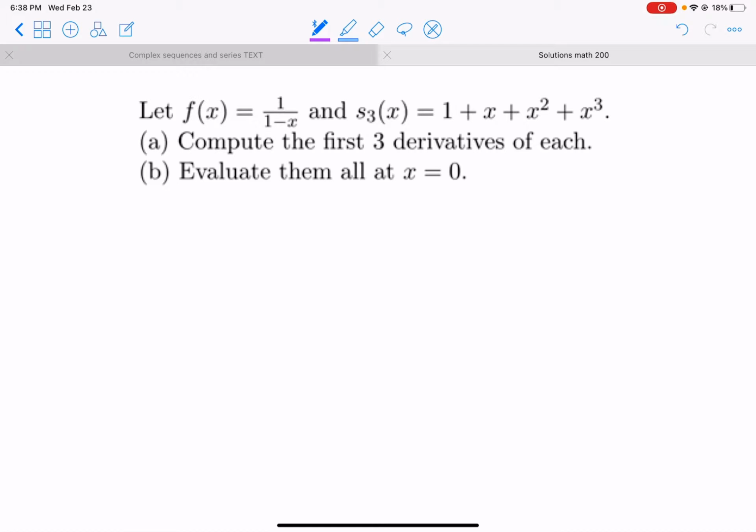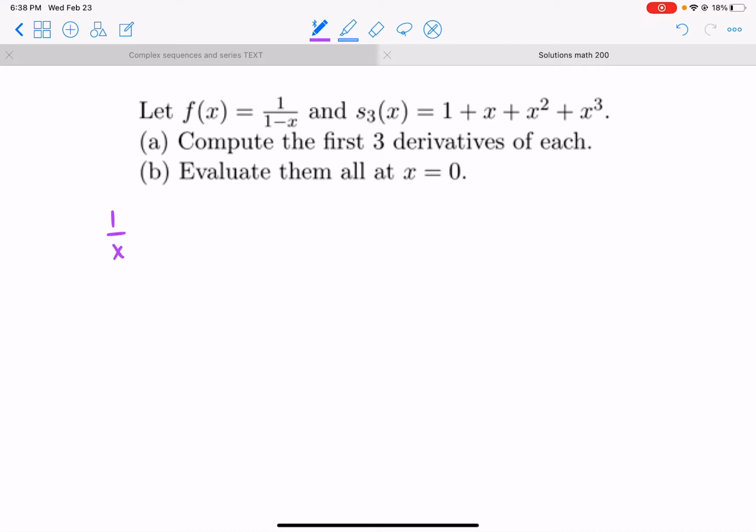Okay, hi everybody. This one's not bad. We got this rational function. We call it a rational function because it's a ratio of two polynomials. This is a polynomial and this is a polynomial, and all we have to do is divide them, so it's not so bad of a function. Now here, this is not a rational function, it's just a polynomial, so it's even easier. Okay. Anyway, compute the first three derivatives of each.